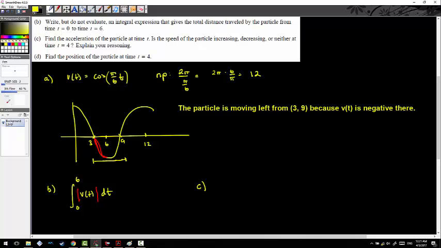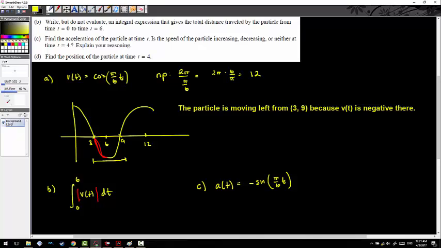All right, let's find the acceleration of the particle at time t. So they want me to find the acceleration at any given time. So if v of t is equal to cosine of pi over 6 t, to find a of t, I'm going to take the derivative of v of t, right? And so what's the derivative of cosine? I think that might be the hardest part of this problem. The derivative of cosine is not sine, it's negative sine of pi over 6 t.